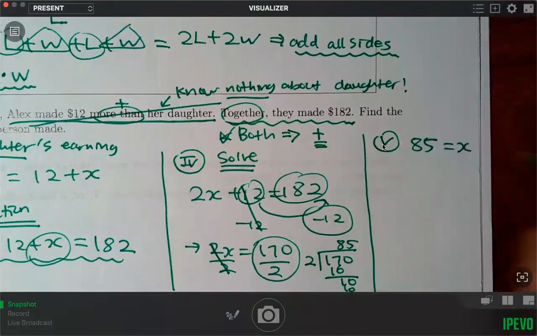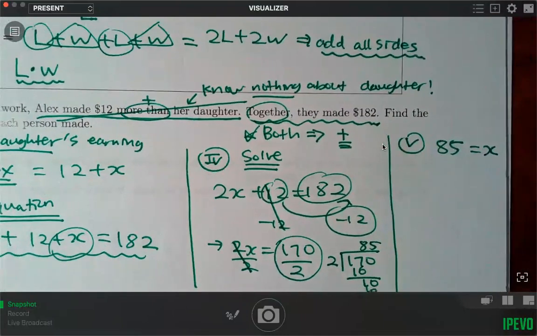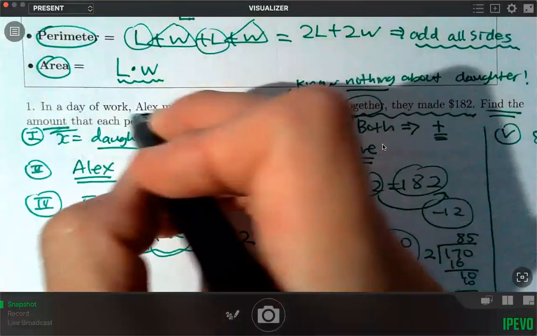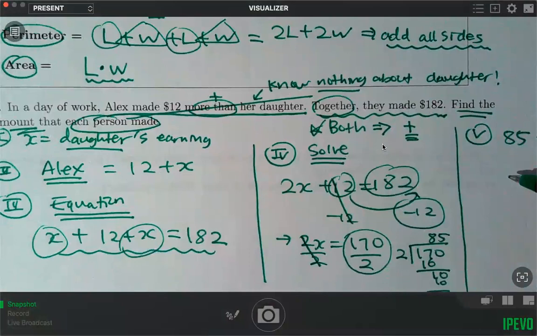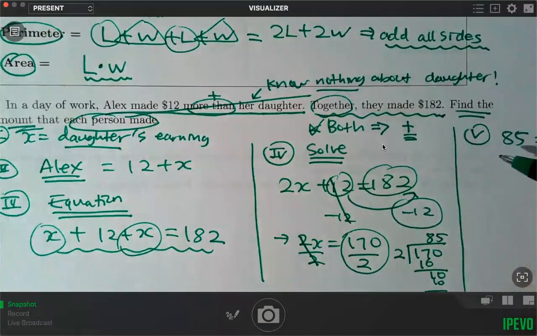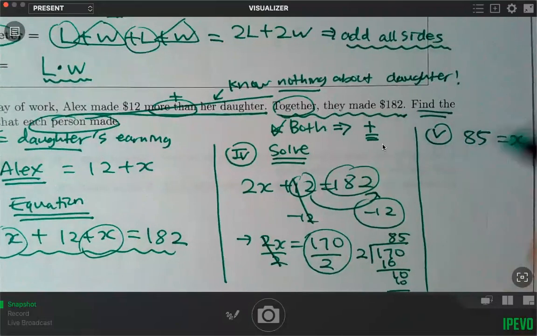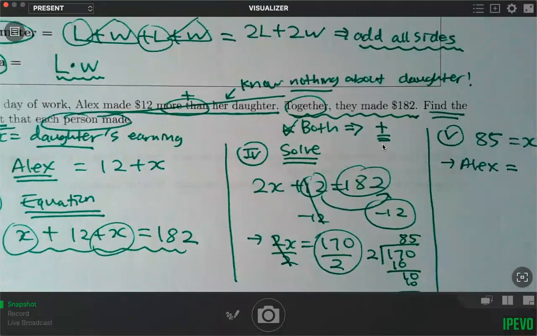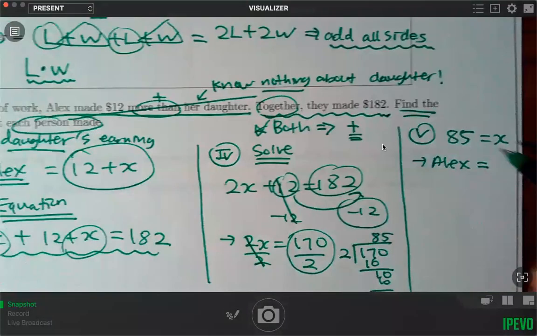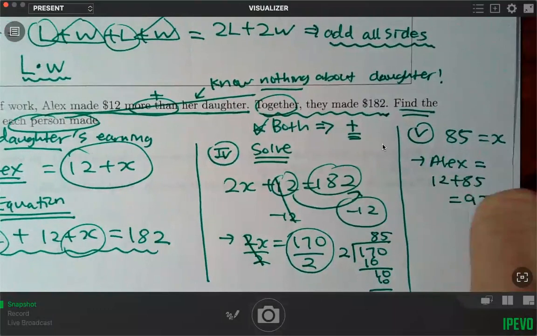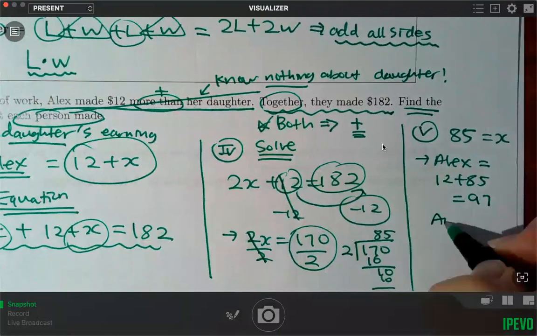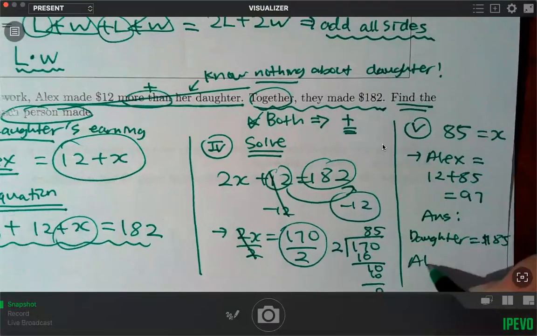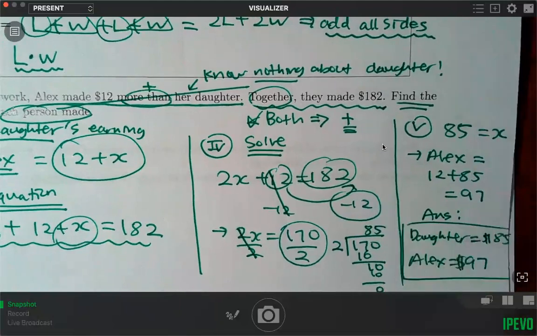Are we done? Because we solved for X. No. Why? Because go back to the problem. What do you have to find? Find the amount each person has made. But what does 85 mean? Whose earning? The daughter's, right? So 85 is the daughter's. How do you find Alex's earning? Add 12, yes. That's what we have here, right? 12 plus X. So 12 plus 85, which is equal to 97. Okay, so the answer is the daughter has earned $85, and Alex herself has earned $97.